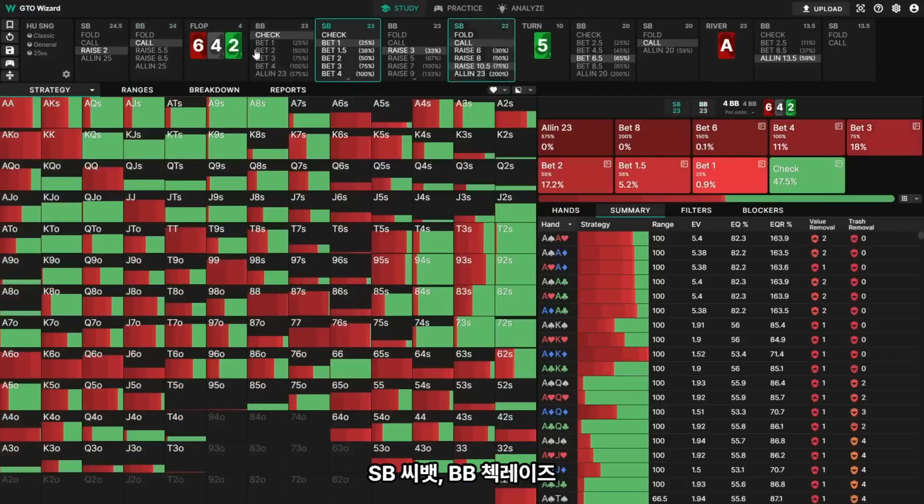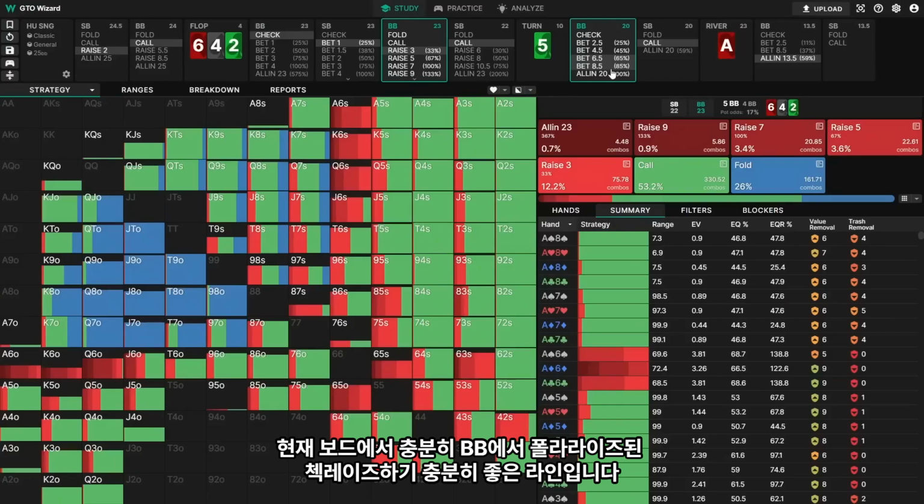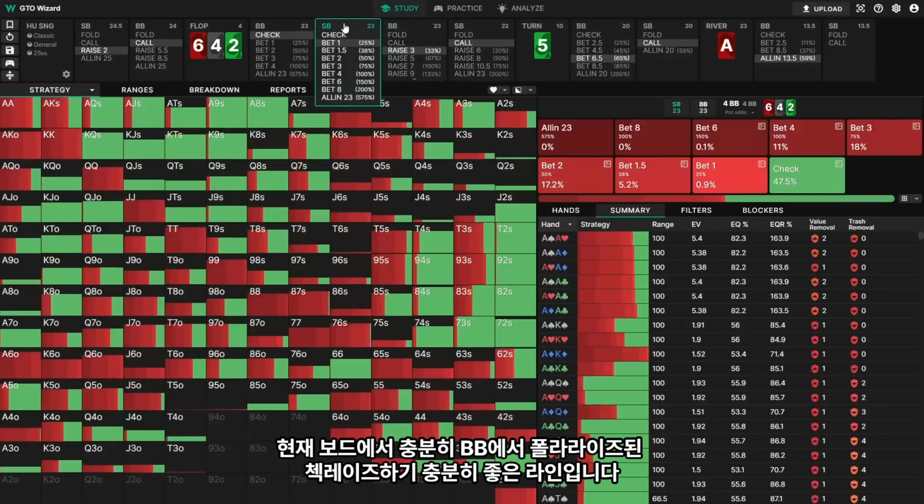The aggressor c-bets, and the big blind again check-raises. And I'm showing you a lot of raising lines because these are quite polarized and will closely match our toy game models. Whereas here, it's very hard to tell where the bluffs end and the value bets begin.